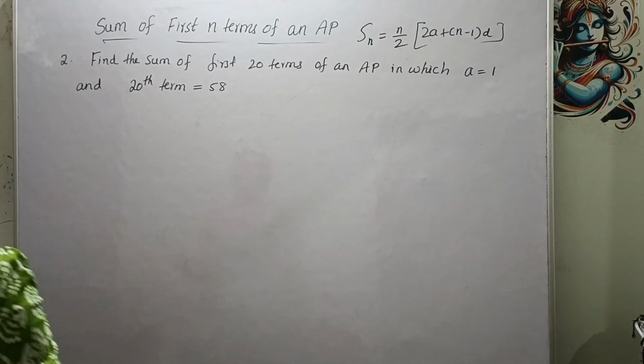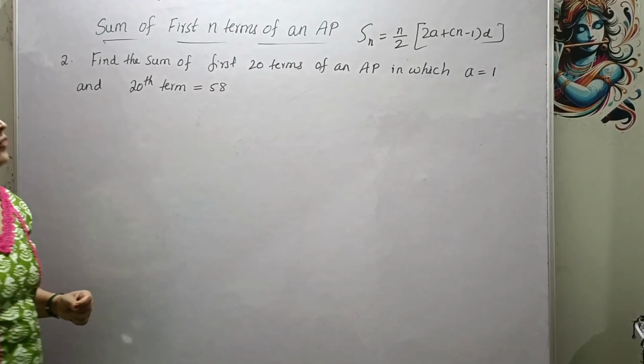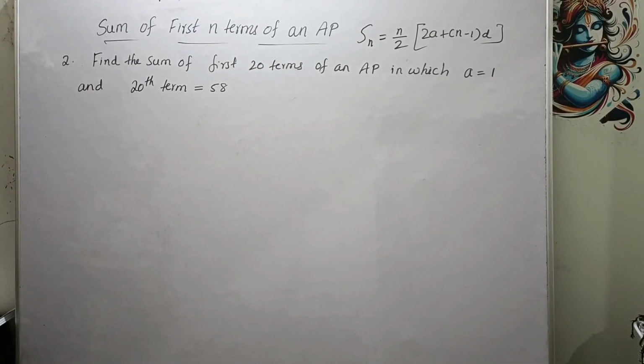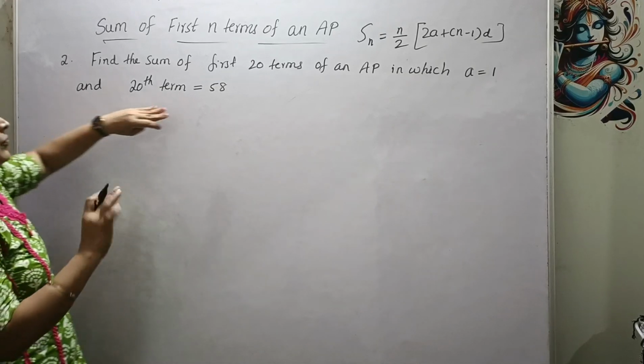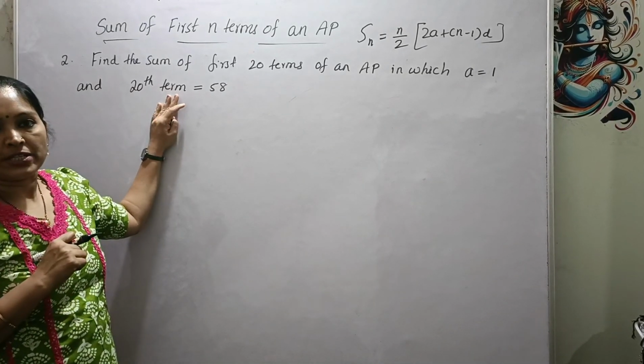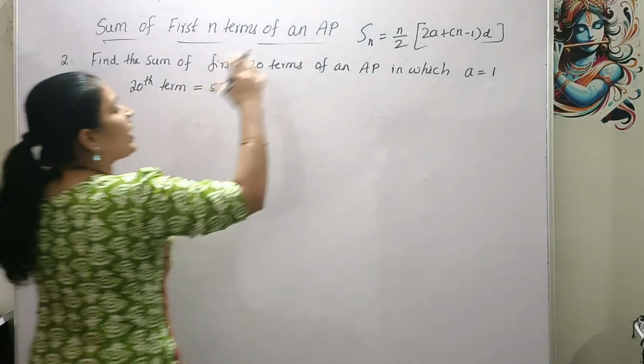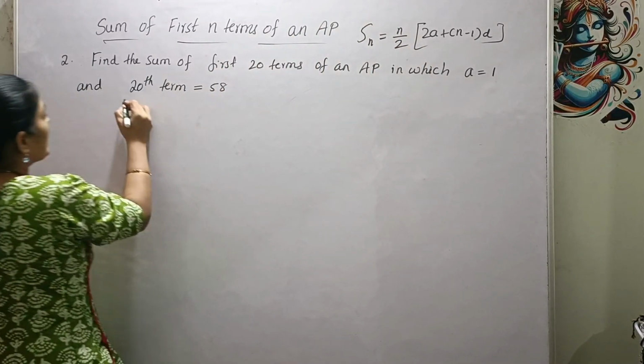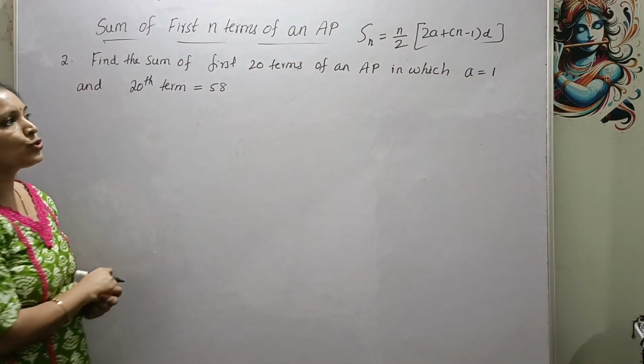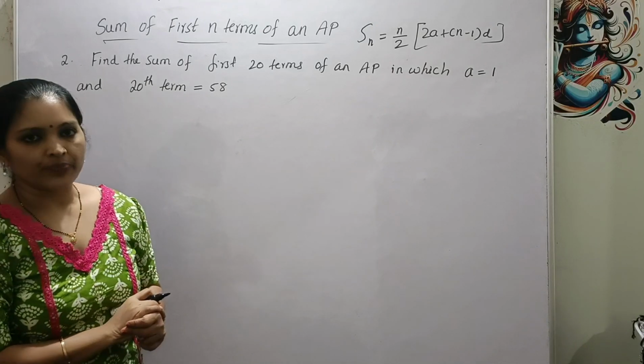Find the sum of first 20 terms of an AP in which a is equal to 1 and 20th term is equal to 58. Okay, here first term and last term is given. See, here in two methods we can find it. Okay, find the sum. So first of all, let's find using this formula. So what is the formula? Sn is equal to n by 2, 2a plus n minus 1 into d.